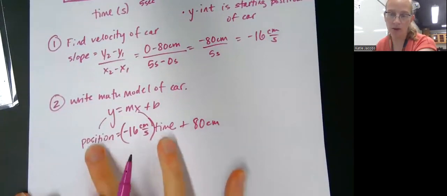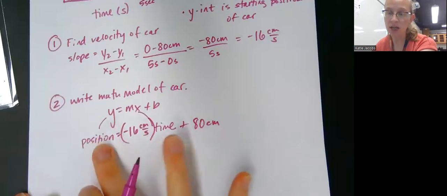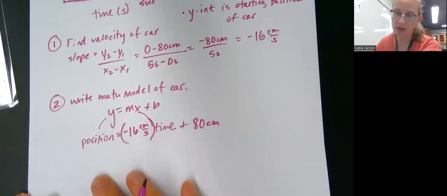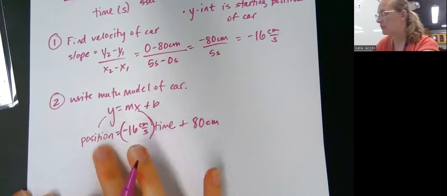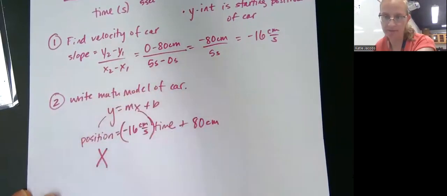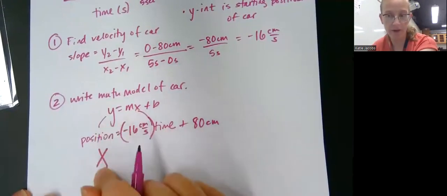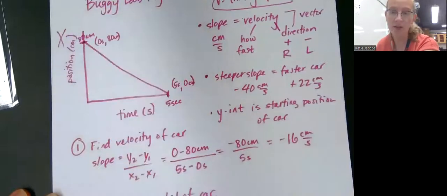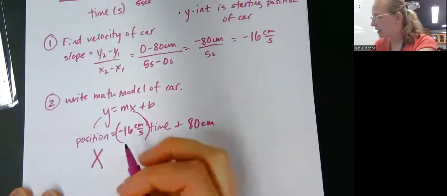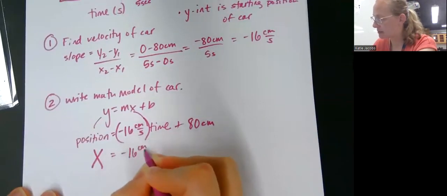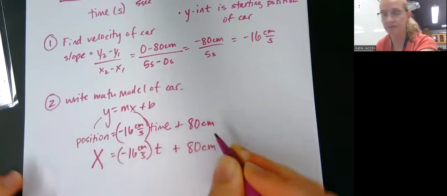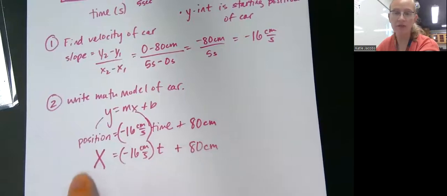If I want to do it with symbols for position and time, a lot of people have been using P for position, but P is actually the symbol for pressure. So the symbol for position is actually capital X, like X marks the spot, which is a little confusing because it's actually the Y variable, but the symbol is X. It's just the symbol for position. I'm going to put that up here, and you're going to see that in the homework. X equals negative 16 centimeters per second times T plus 80 centimeters. That's the specific math model.